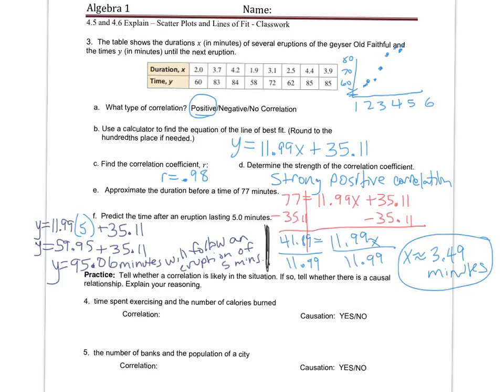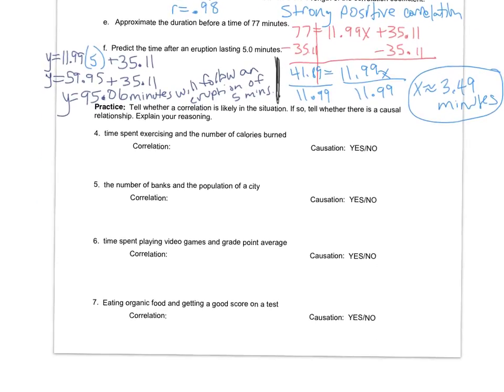Okay, so the rest of these, number 4, 5, 6, and 7, you're going to determine from looking at the situation what the correlation is. If both of the data are going the same direction, increasing together or decreasing together, that's positive, or if they're going opposite directions, that's negative, or if there's no relationship at all.